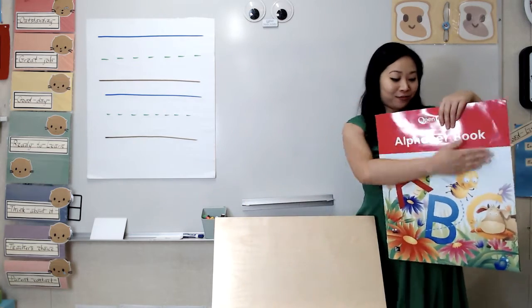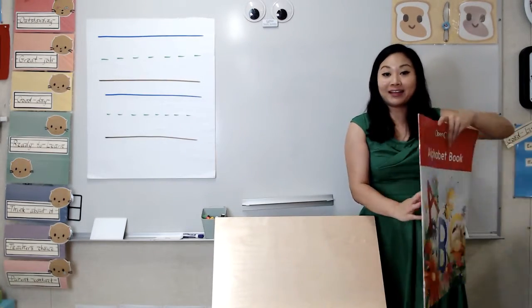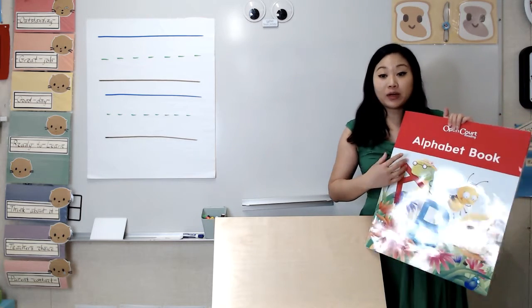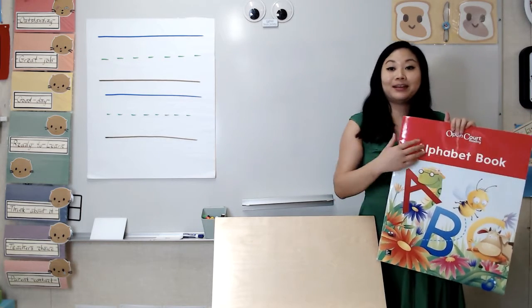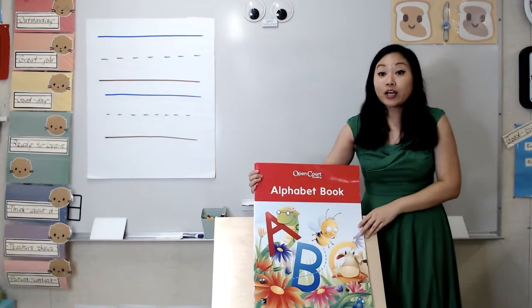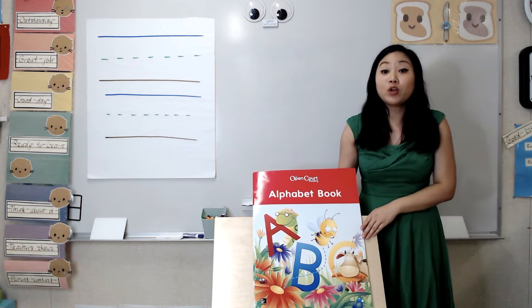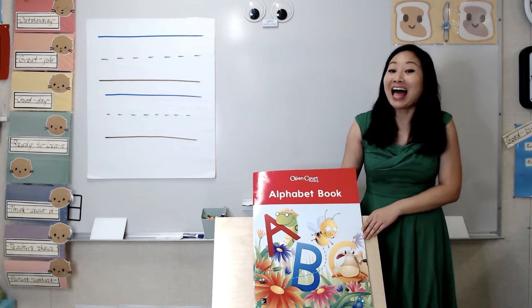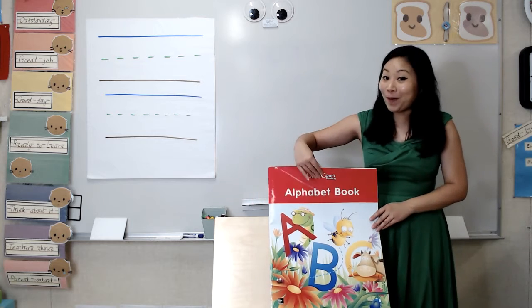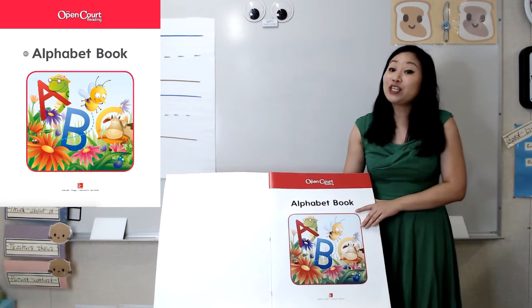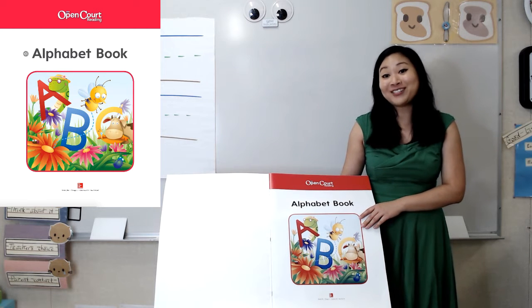This is the front cover, back cover, and the title. The title of this book is Alphabet Book, and this is the spine. Now, just like our big book of poems, this book also has a whole bunch of poems, but these poems are all alphabet poems. When I open it up, I see the title page. That's just to remind you of the title in case you forgot.